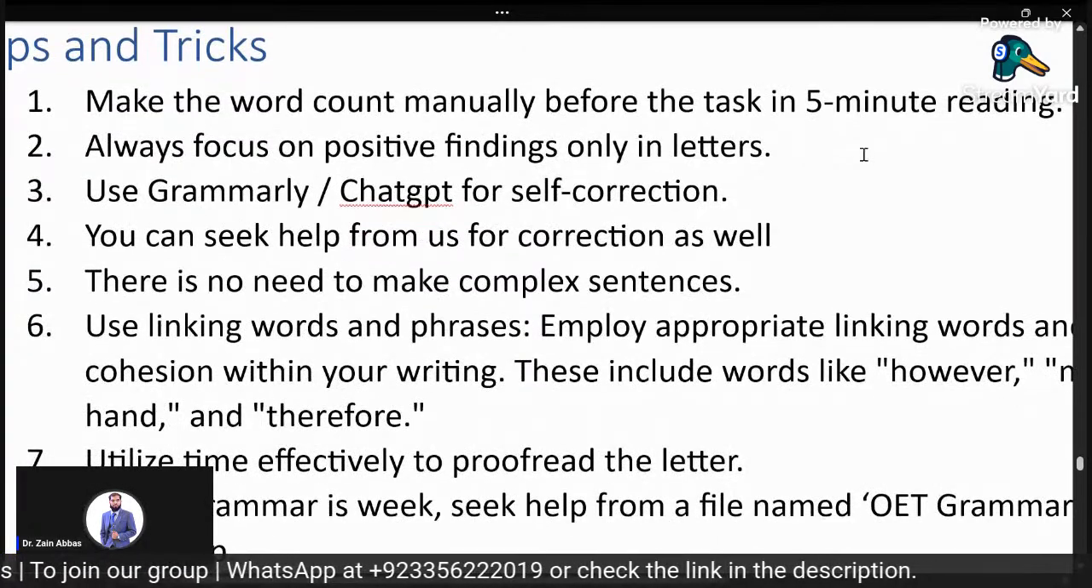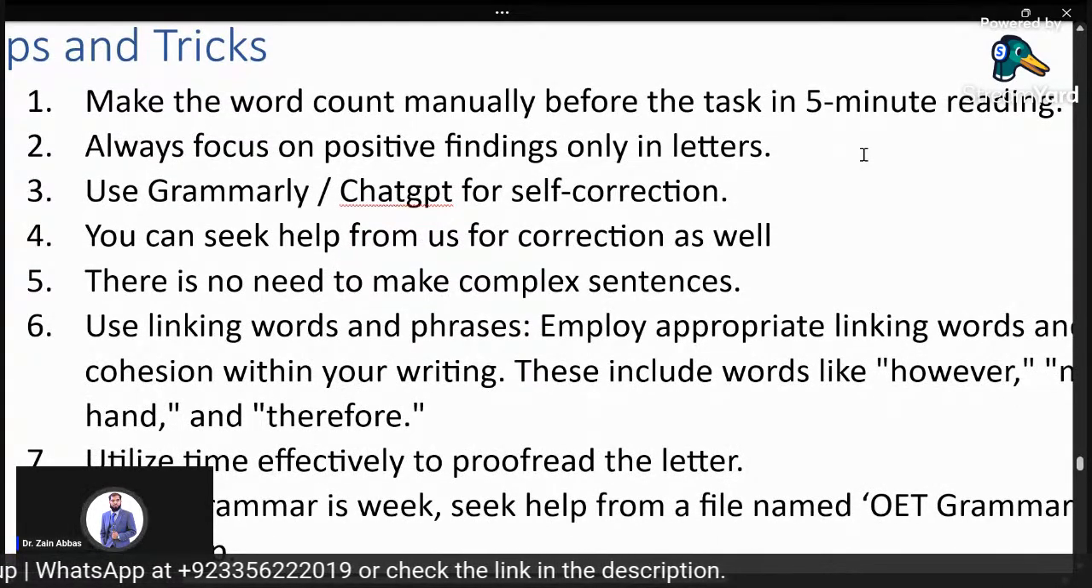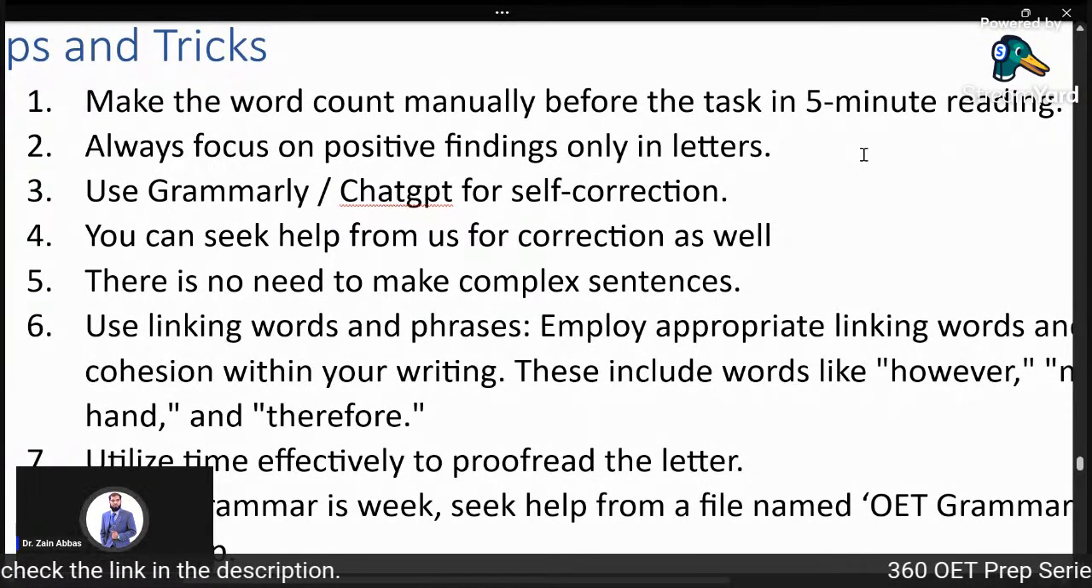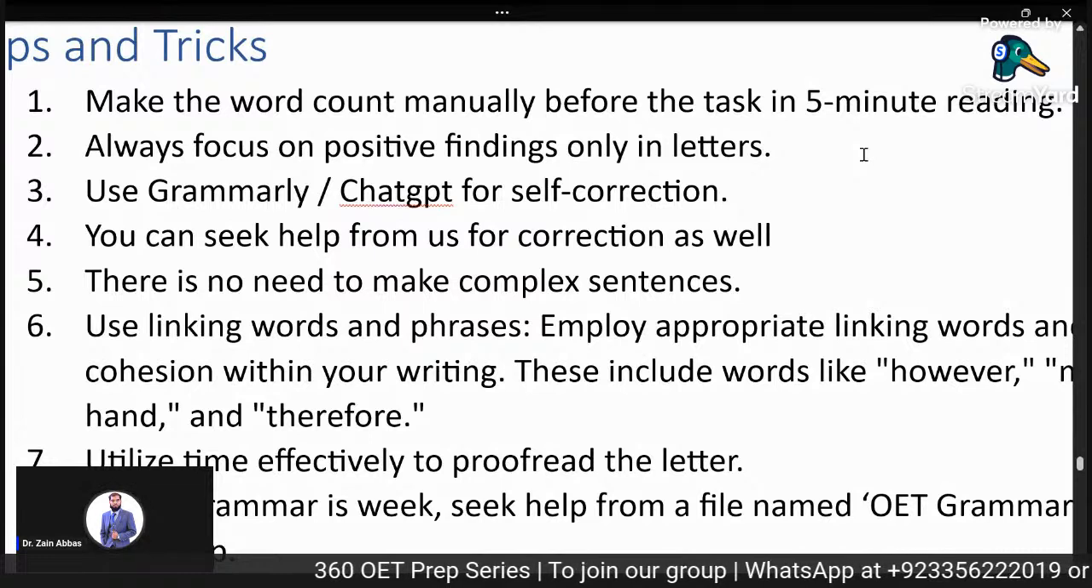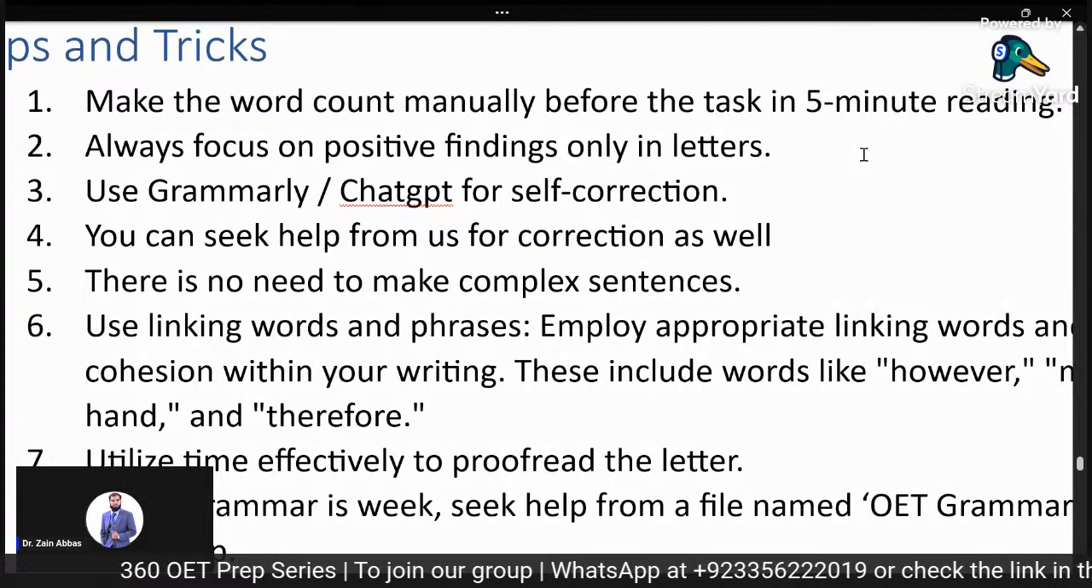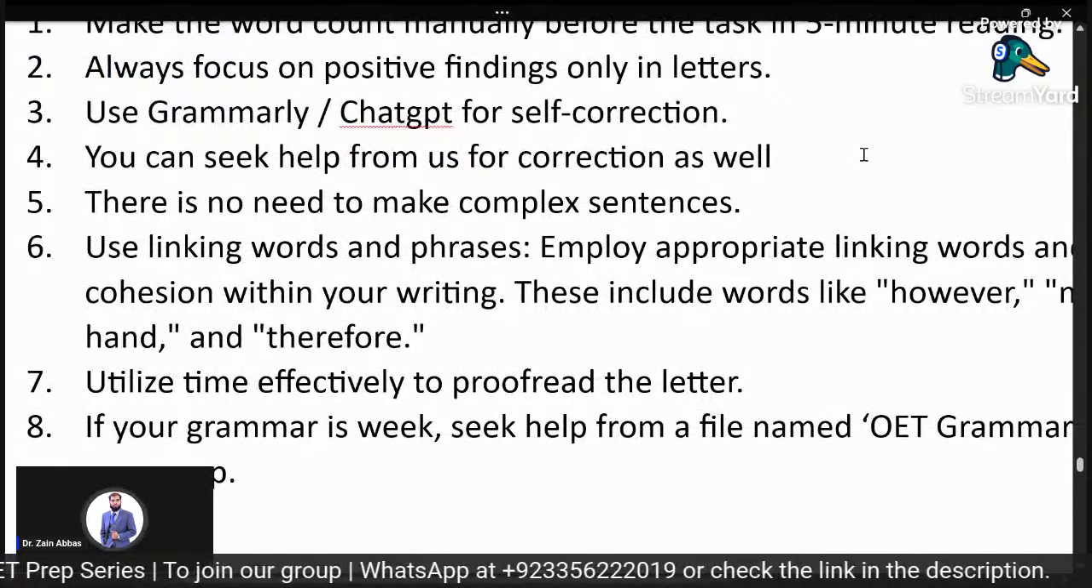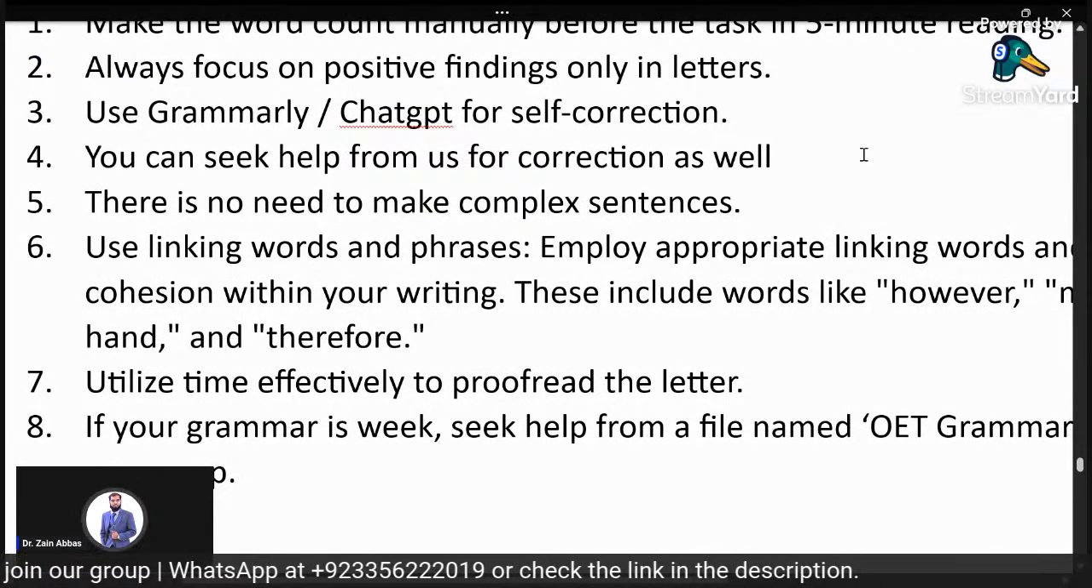The next important point is to always focus on positive findings only. Like I have mentioned, positive finding means the real findings which are mentioned in the investigation, history or examination. The next important point is you can use Grammarly or ChatGPT for self correction.